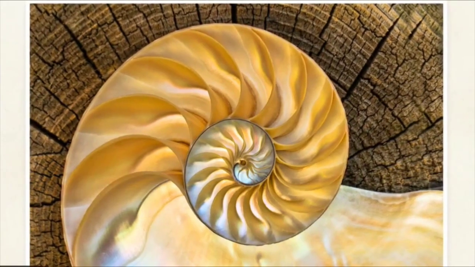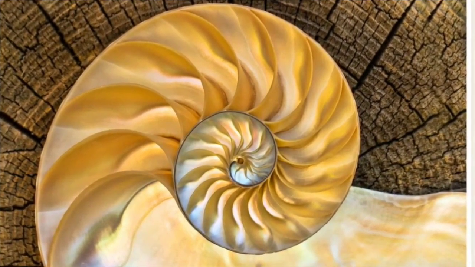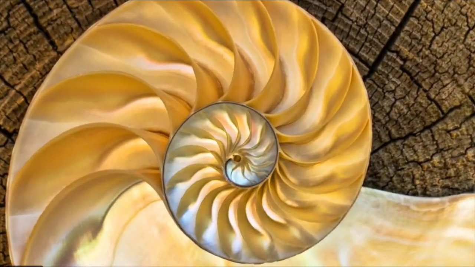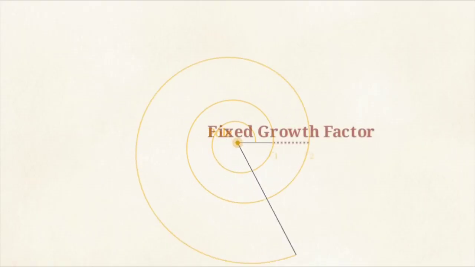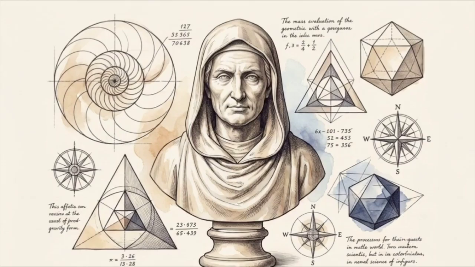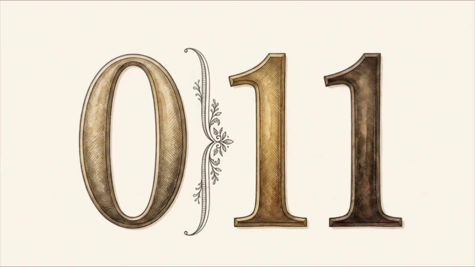If you cut a nautilus shell open, you find an incredibly precise internal geometry. It's known as a logarithmic spiral, a continuous curve that gets wider by a fixed mathematical factor as it spins outward. For centuries, people have tried to crack the code behind this shape, and the most famous answer is the Fibonacci sequence. The math is simple.